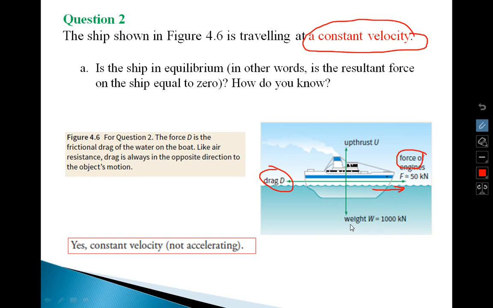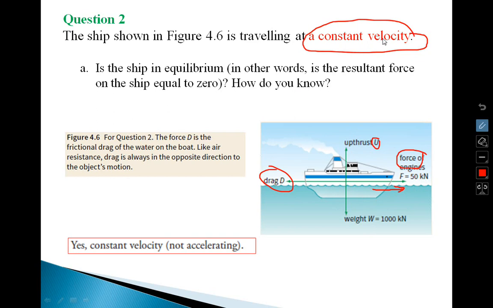The third force is the weight of the ship, which is equal to 1000 kilonewton. There is another one on the opposite side called the upthrust U, the force U. So we have 4 forces acting on the ship.